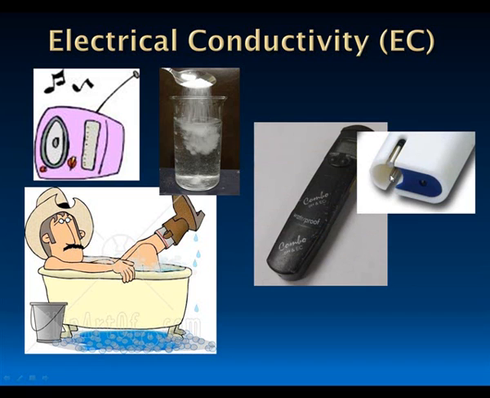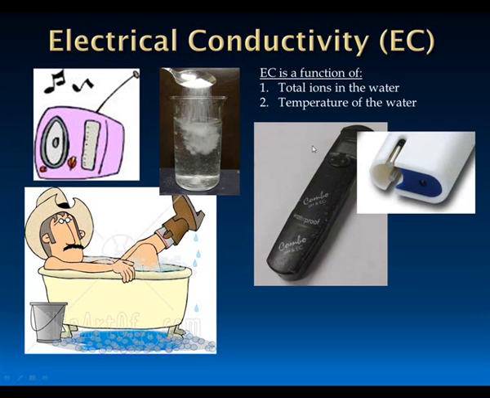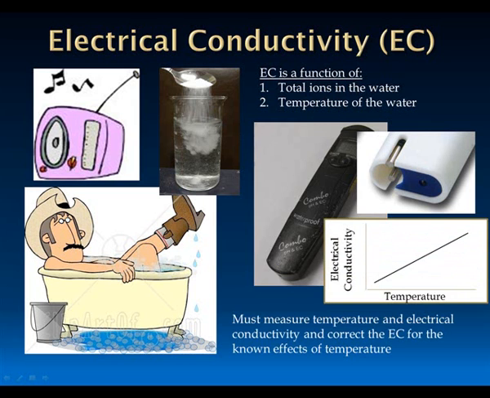And so this meter, what it's doing is passing electricity between these two electrodes and seeing how much resistance there is, or how much electricity makes it through the solution to the other electrode. And that's a function of two things. It's a function of the total ions in the water, and it's a function of temperature. And if we're trying to use electrical conductivity as a surrogate for the total amount of salt in the water, then we don't want interference from the temperature. And so we have to measure both temperature and electrical conductivity and correct the EC for the known effects of temperature. And this is pretty easy to do because we know the relationship between temperature and increasing electrical conductivity.